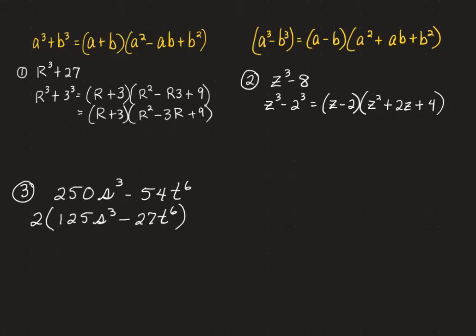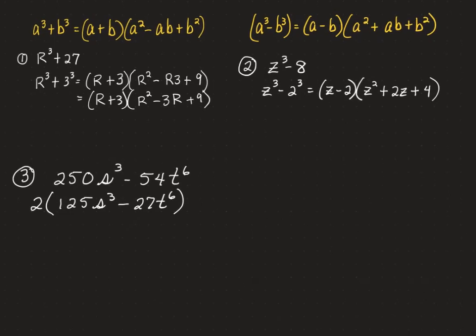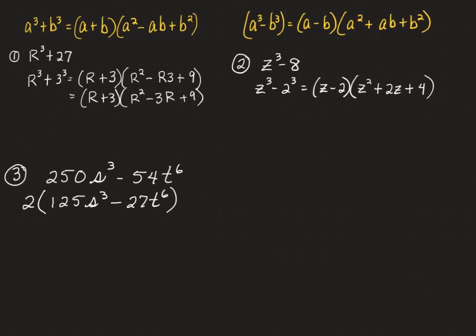And the greatest common factor is only 2, but that does help some. Okay? Now, we have 125. Let's see, that's 5 cubed. So I can go ahead and write that down. 5 cubed times s cubed. And then 27 is 3 cubed and t to the 6th.